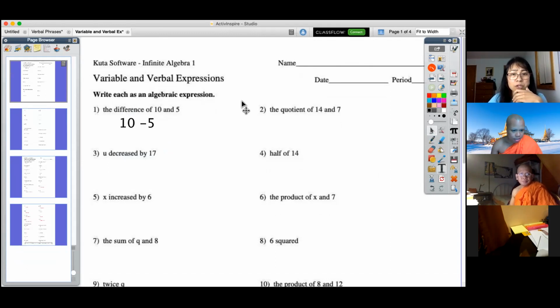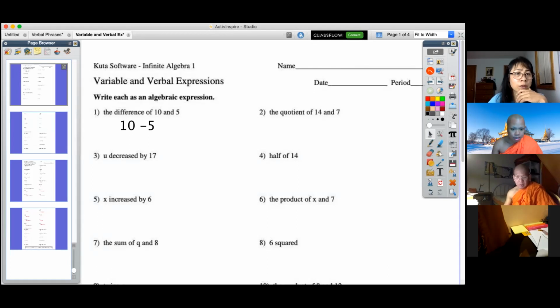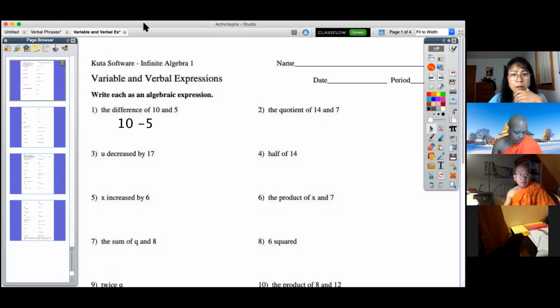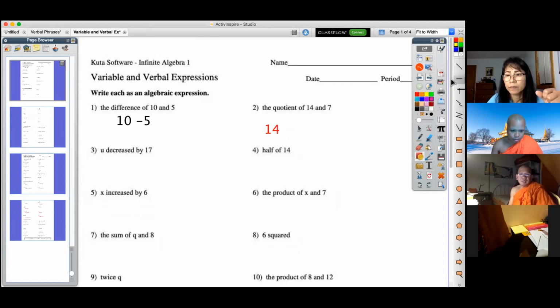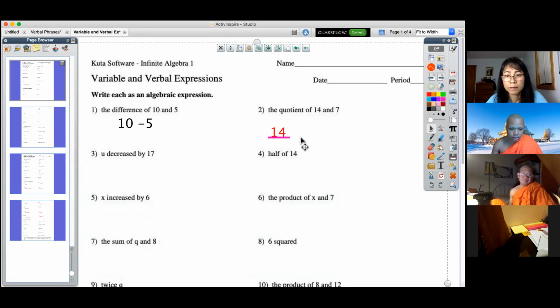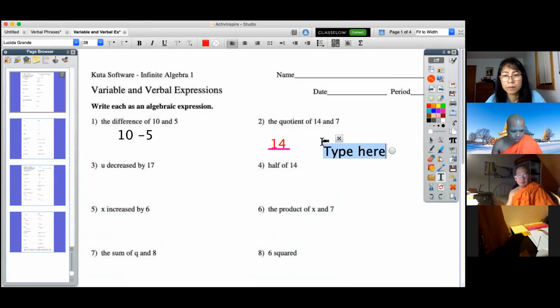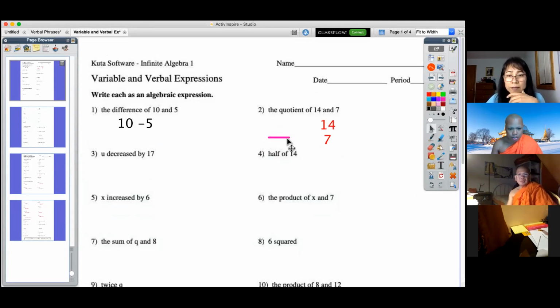What about number 2? 14. Bracket 14 and divide 7. Yeah, divide by 7. Okay, so here we go.